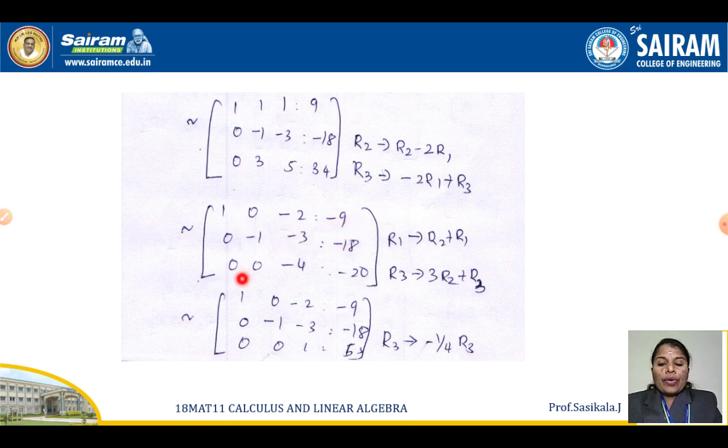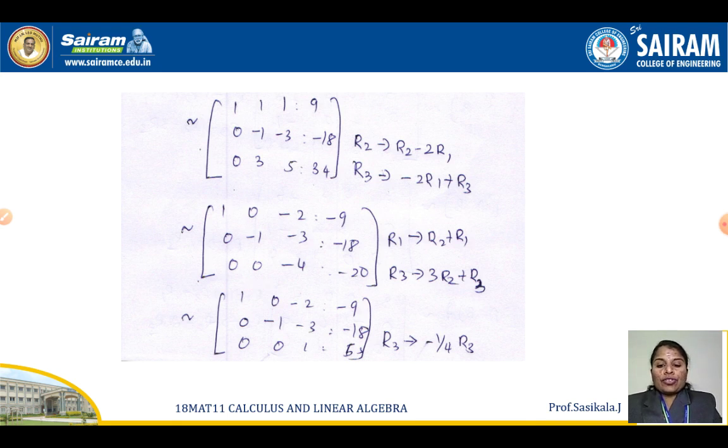Now you can see the third row also, what is that? I need a 3, so just multiply with 3 in R2 and just add it. So 0 plus 0 will get 0, minus 3 plus 3 will be 0, and minus 9 plus 5 will be minus 4, and then minus 18 into 3 is again, plus 34, I'll get minus 20. Okay, so parallelly we did the 0 for the first row second element and third row second element also, right?